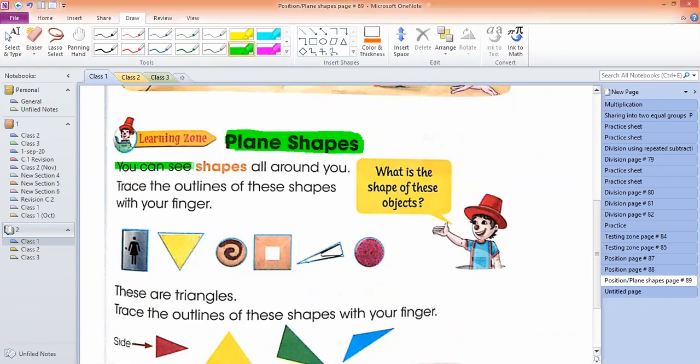You can see shapes all around you. As I discussed with you guys, every object will have some shape. Trace the outlines of these shapes. This is the shape of the restroom door. When you go to the airport or mall and you need to use a restroom or washroom, you will find this and you will go there. In a biscuit, you can find a circle shape. So you can find shapes around you everywhere.